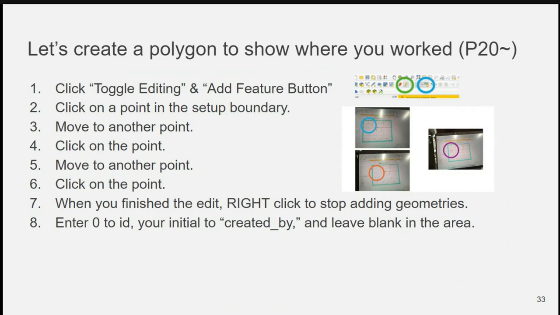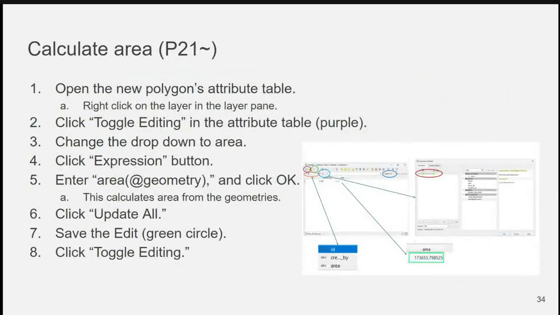Finally, in the pop-up, enter 0 for the ID, your initials for created by, and leave the area blank. You entered nothing in the area, so let's calculate the area of the polygon. First, open the new polygon's attribute table, and in the table, click Toggle Editing.